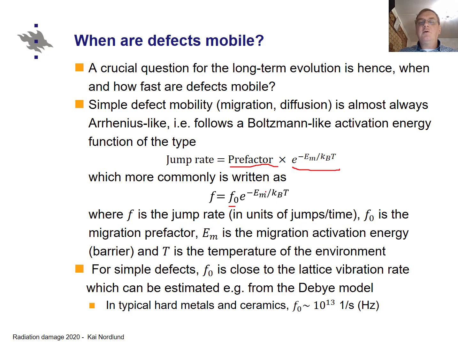And this may not actually be so complicated, because for simple defects, it's easy to understand that this prefactor should be related to the lattice vibration rate, which can be estimated from the Debye model. And in typical hard metals or ceramics, it turns out the Debye temperatures are not so different. And from the Debye model, one can derive a vibration frequency of the order of 10 to the power 13 hertz. And the physical meaning of this vibration rate is basically the average time an atom spends in a potential well.